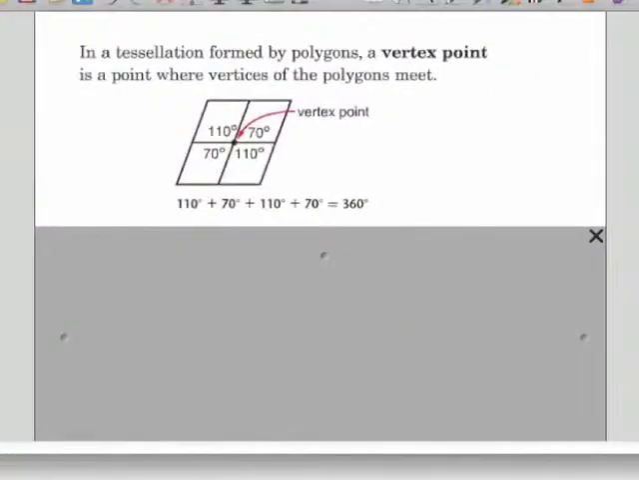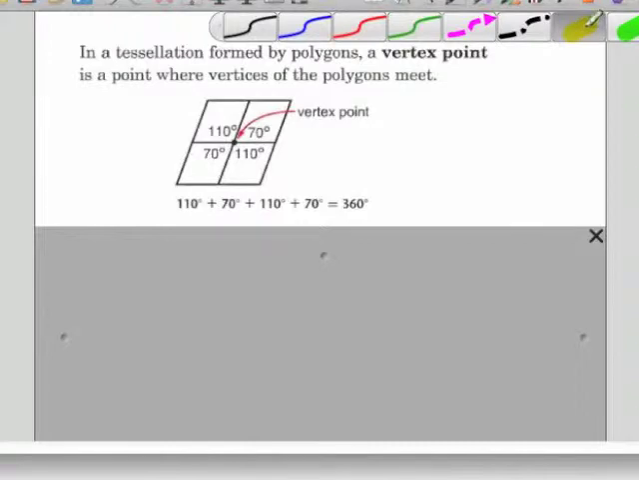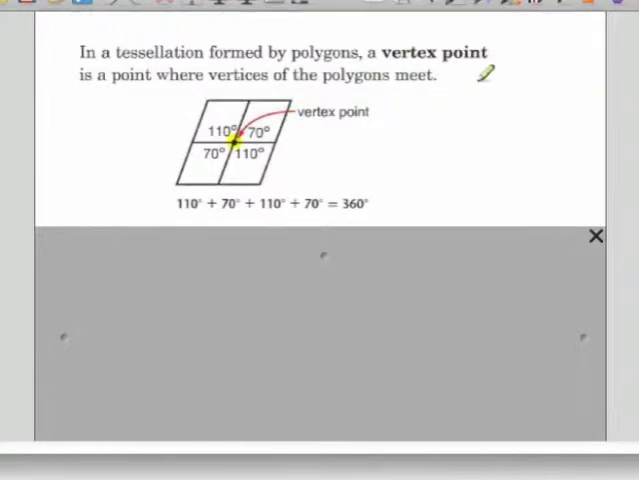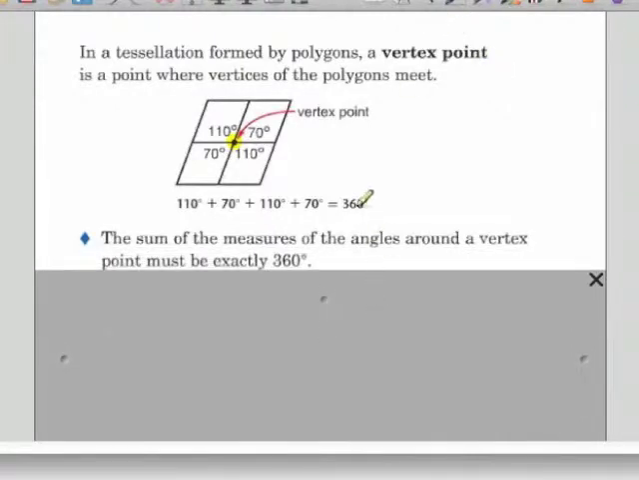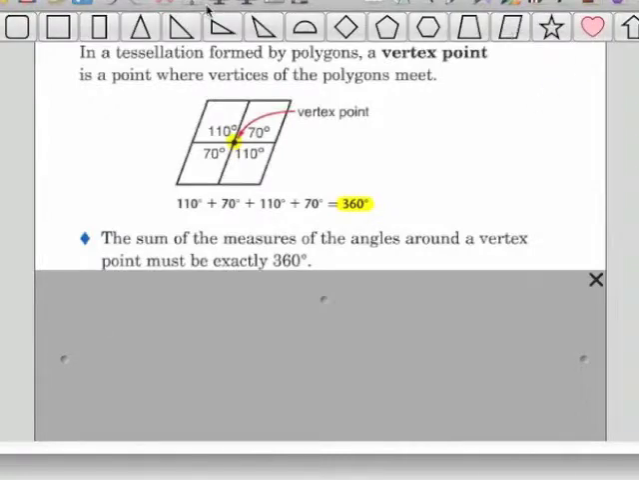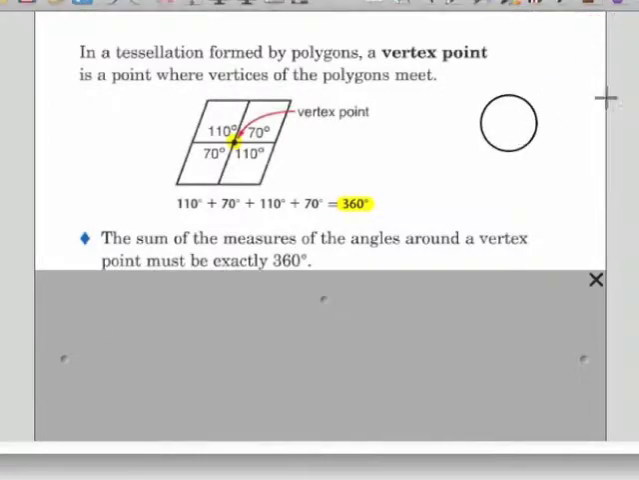In a tessellation formed by polygons, a vertex point is the point where the vertices of the polygon meet. So for example, in this one, our vertex point is right there in the middle. Okay, it's where all of them come together. And around that vertex point, it always has to be 360 degrees. Why is that? Well, what else do you know that's 360 degrees? Hopefully, you're saying that a circle is 360 degrees.